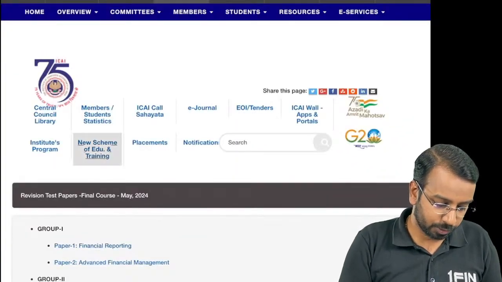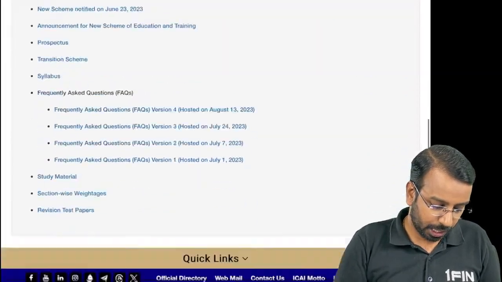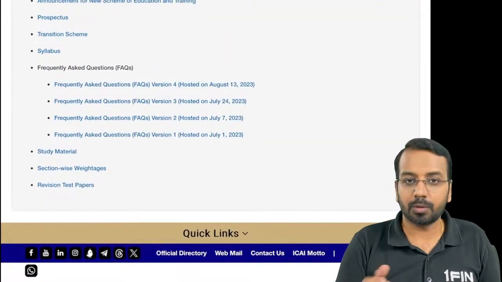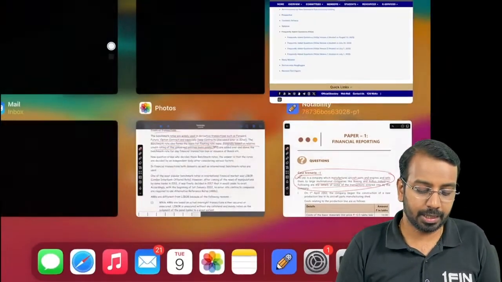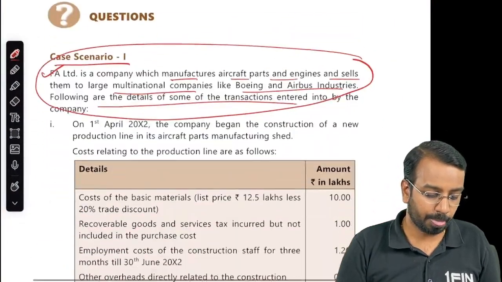So here you have the new scheme of education and training. Under that you have the last revision test papers, which you can have a look at. So coming back to our discussion.